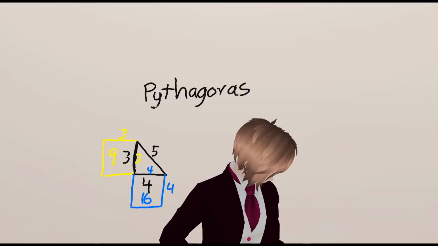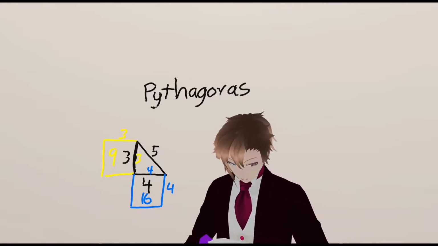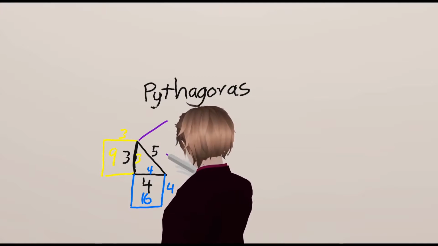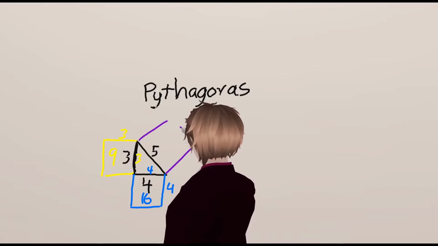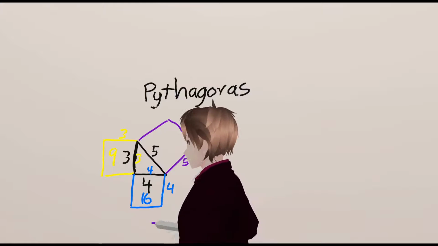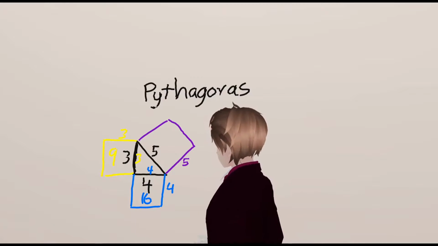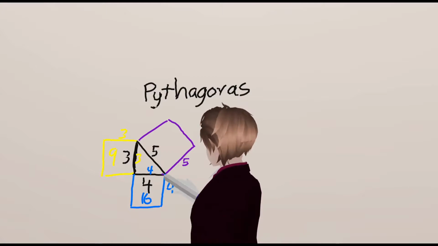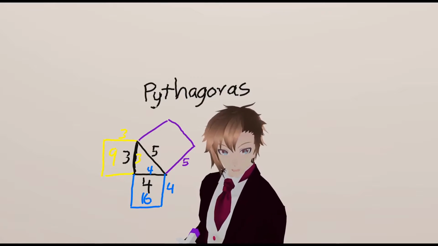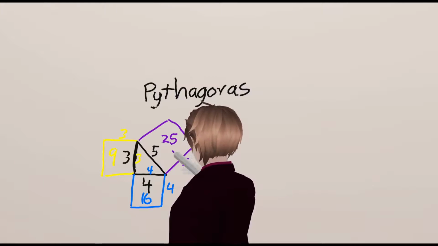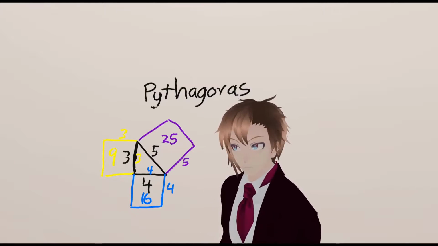Now we have our big side. Now our big side has a side length of 5. So we're going to turn that into a really big square with a side length here of 5 and a side length here of 5. The area of this square would be 5 times 5, which is 25. So this has an area of 25.